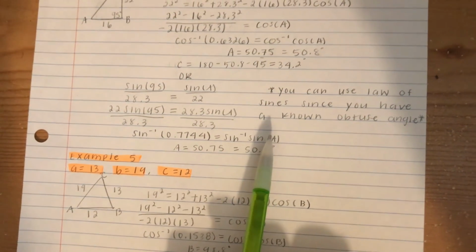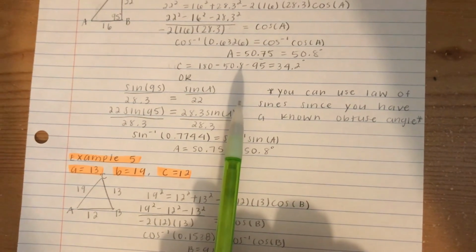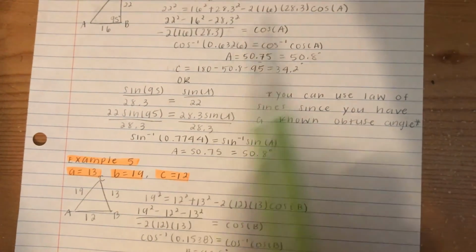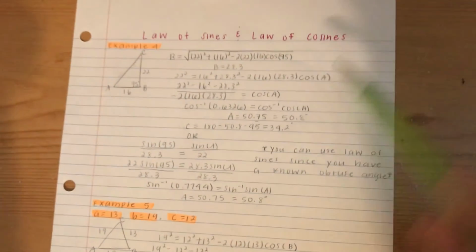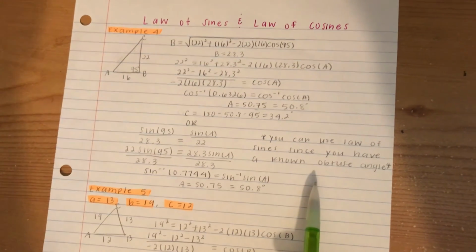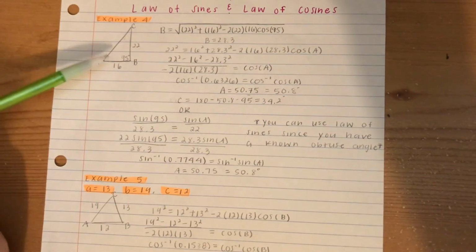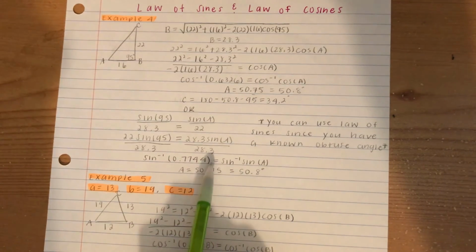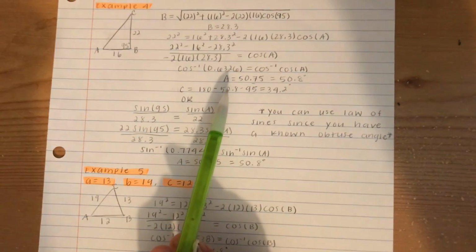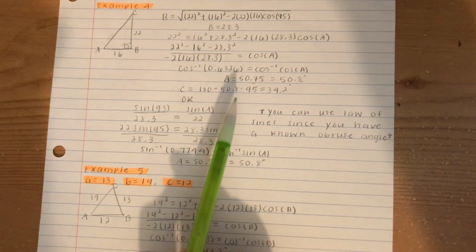The only reason you can use the law of sines or the law of cosines to determine this angle after you already used this formula is because you have a known obtuse angle. If you didn't have a known obtuse angle, that's the 95 degrees right here, you would not be able to use the law of sines, and you would just be able to use the law of cosines to solve.